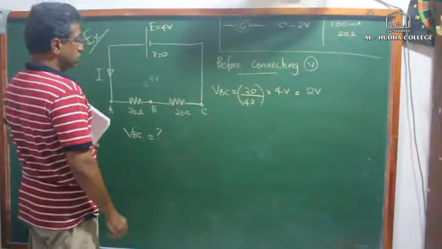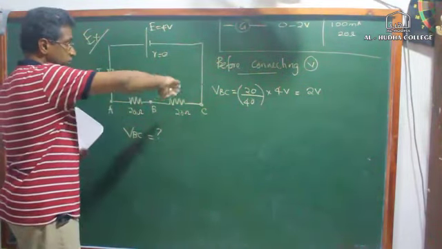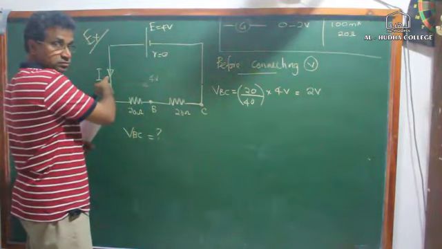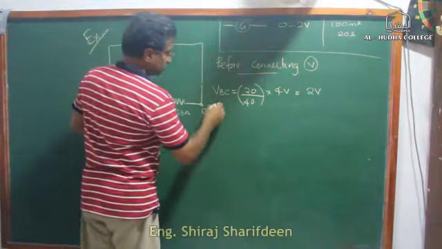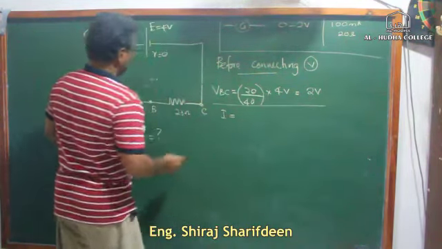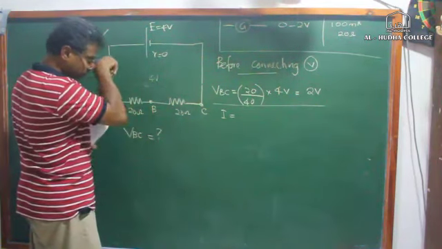Or we can use Ohm's law directly. So we can find I. What is I now? The method 2 is I is the applied voltage, 4 volts, divided by 40 ohm.